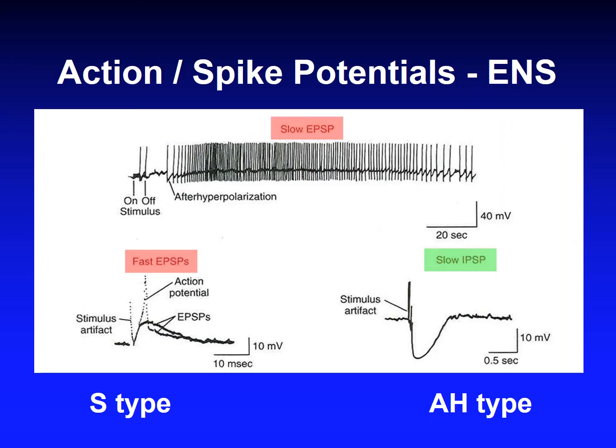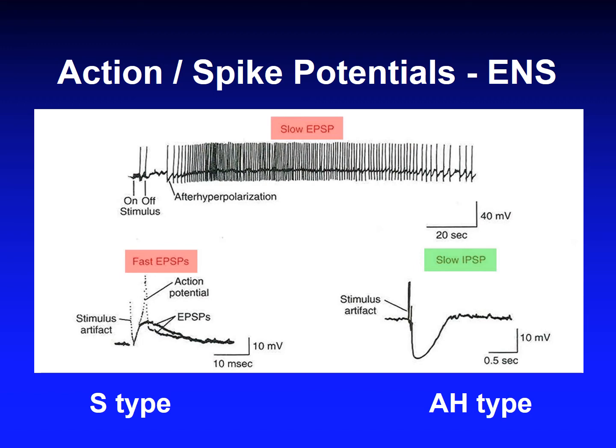An action potential comes from the enteric neurons, either excitatory or inhibitory. These are the action potentials that come from the enteric neuron.